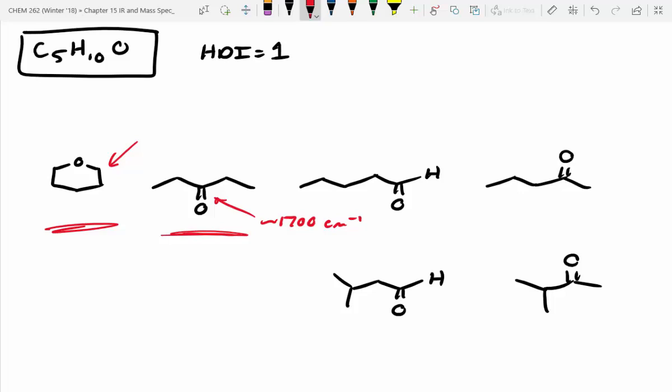Exactly. So that's kind of the big takeaway from today, is this is one tool we have in order to determine structure, but it's not the only tool we use. Oftentimes we use it along with IR or NMR, which we'll learn later. All right, I think that's where we'll stop today.